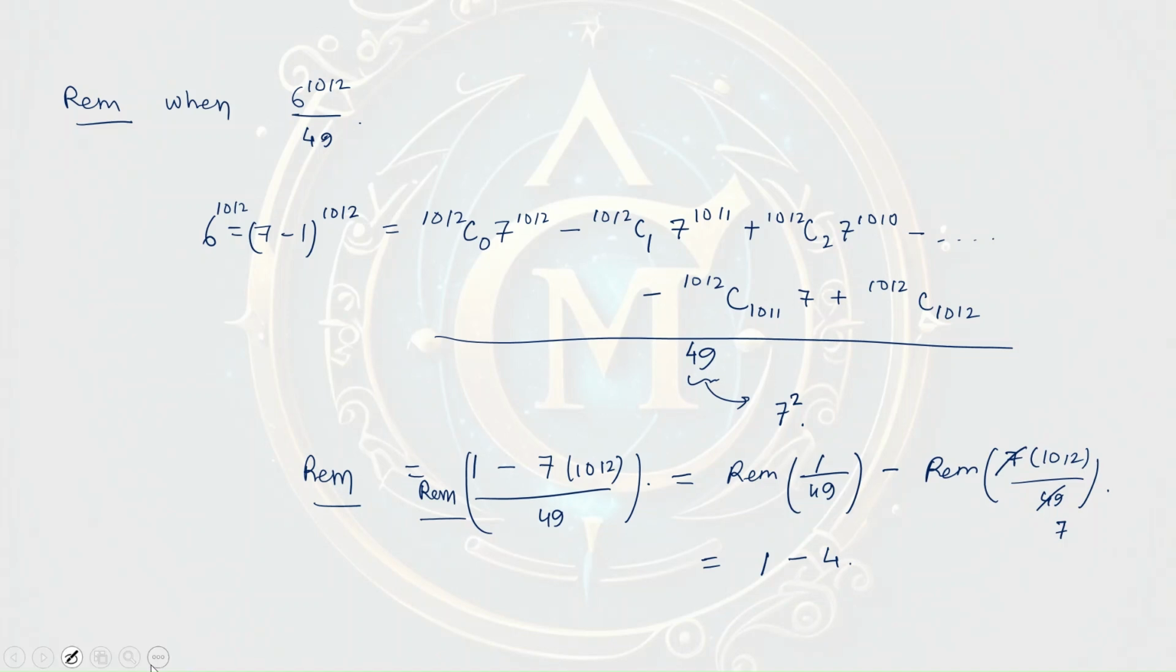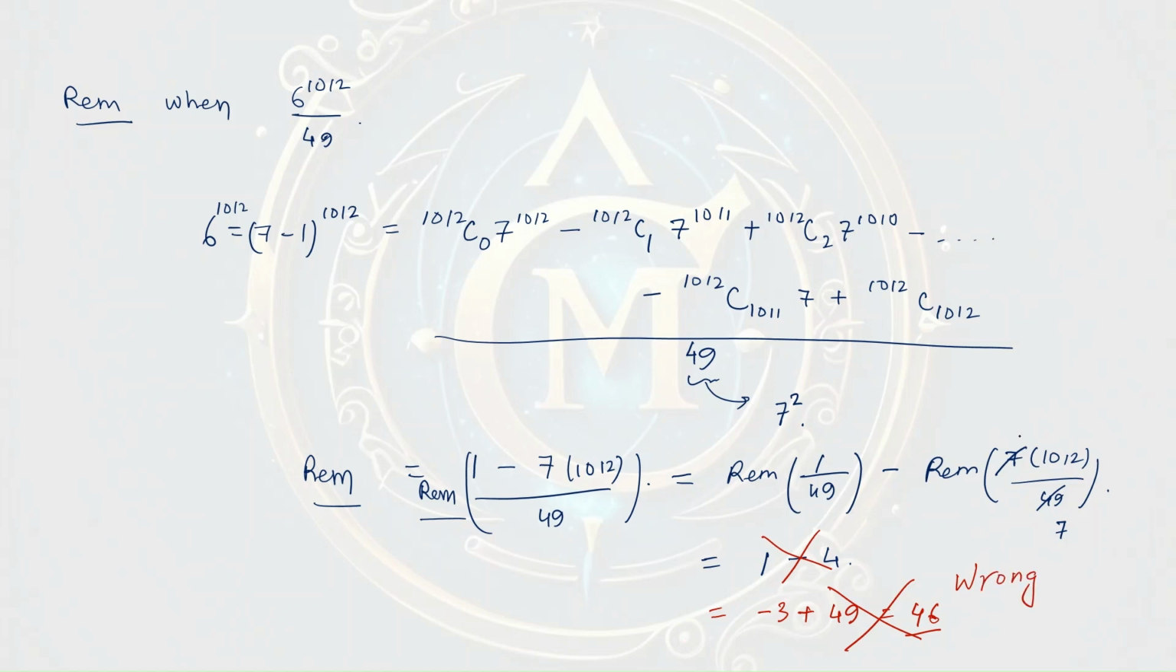So here the remainder comes out to be minus 3, and as the remainder cannot be a negative number, we have to add 49 to it. That means 46 will be the answer. Many of us can make this mistake in the exam, so be careful when handling this type of question, because this answer is totally wrong. This step is incorrect.